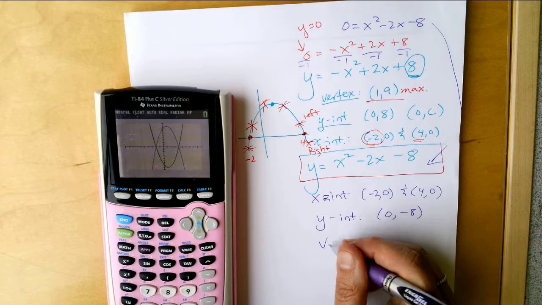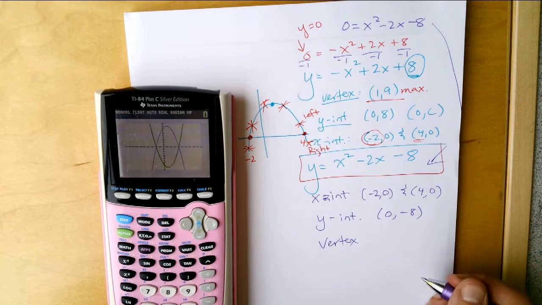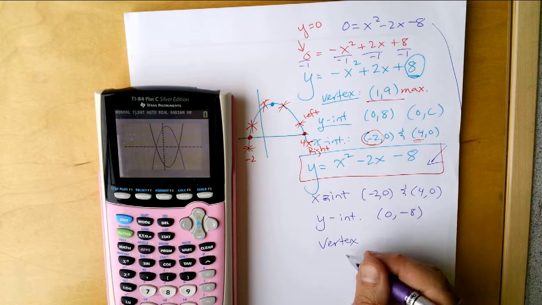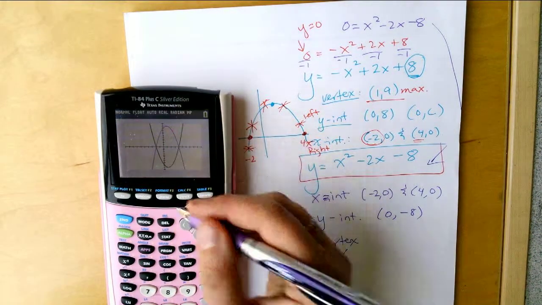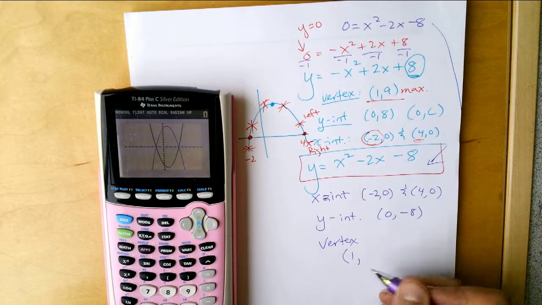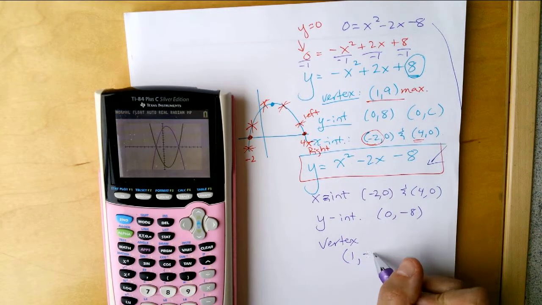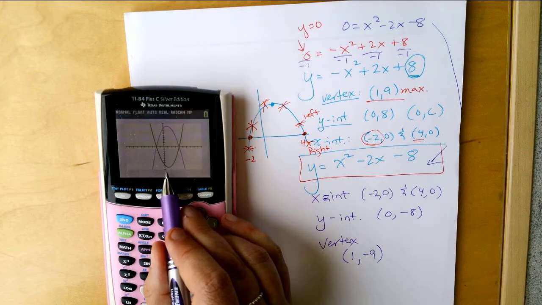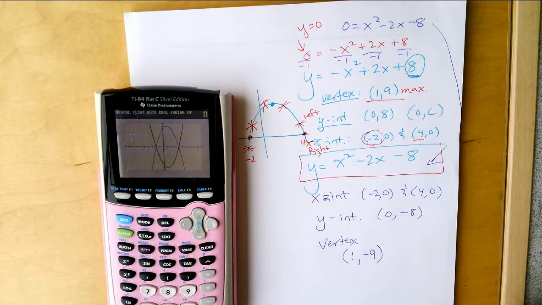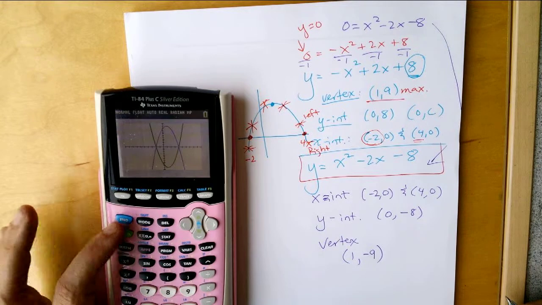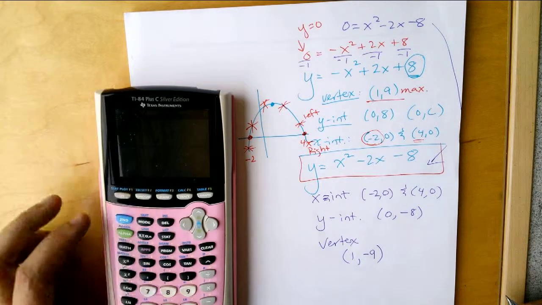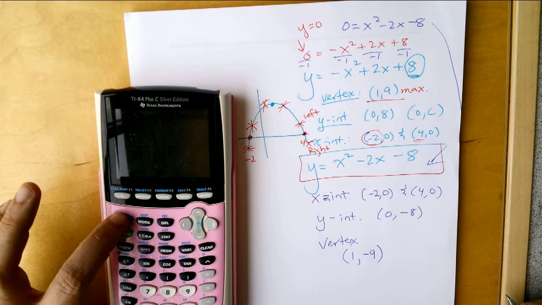And then the vertex, what do you guys think the vertex will be? Yes, so we have the same axis of symmetry. The x is 1, but now because of the signs, the y coordinate is -9, and that makes sense because you're all the way down here. So if I wanted to find that vertex, let's see how I would do that.